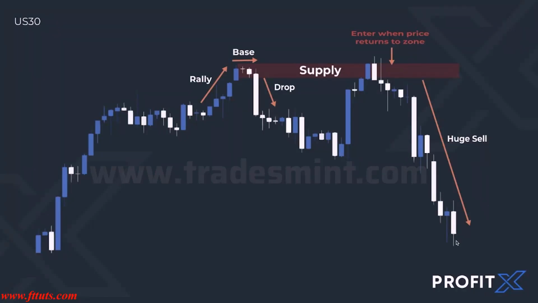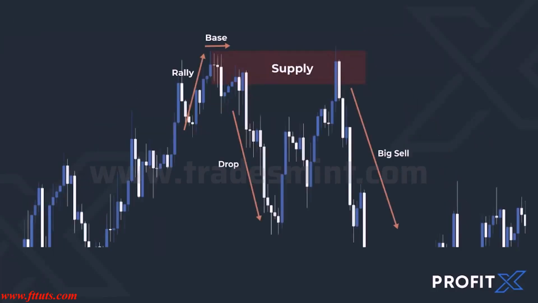This is how we will trade with the banks, with the big institutions. So open up those charts, start to look for the rally base drop. Now I have one more example for you. Here we have a rally, we have doji candles here. So that's our base, indecision.